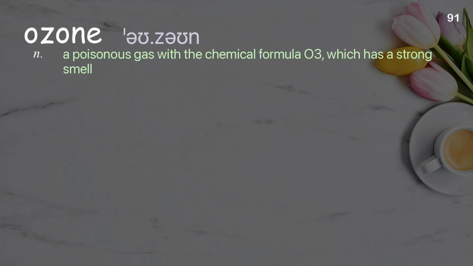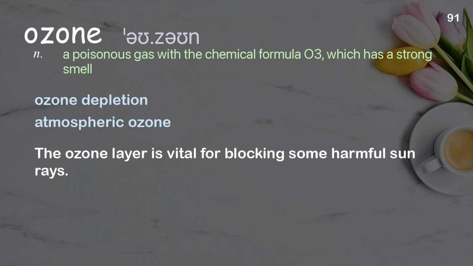Ozone. A poisonous gas with the chemical formula O3, which has a strong smell. Examples: Ozone depletion. Atmospheric ozone. The ozone layer is vital for blocking some harmful sun rays.